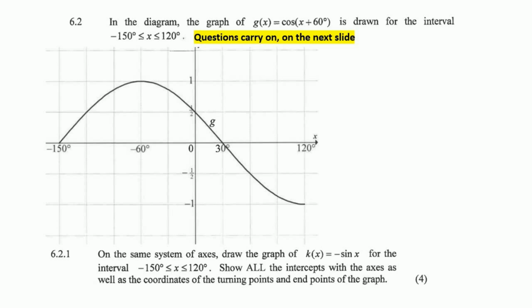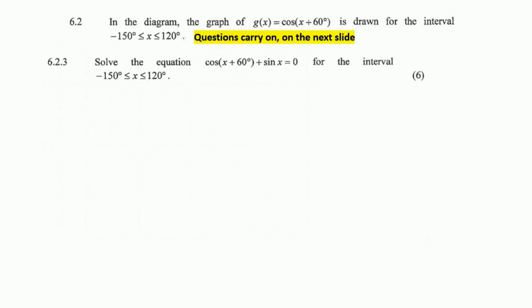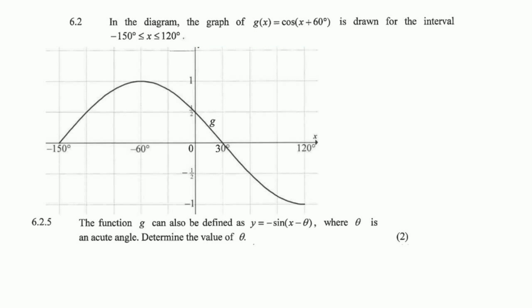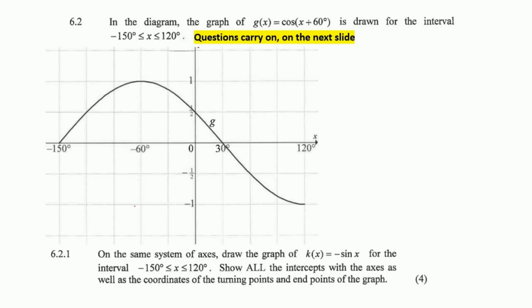Just want to let you know that these questions do carry on. So this is 6.2.1, then you've got 6.2.2, 6.2.3, 6.2.4, and lastly 6.2.5. First question, 4 marks. On the same system of axes, draw. Okay, guys, when you are asked to draw, smile because it's easy. We're just going to use the calculator for that. It does not get any more difficult. So draw the graph of k of x, which is equal to that, over the interval of minus 150 to 120. Show all the intercepts with the axes as well as the coordinates of the turning points and end points.